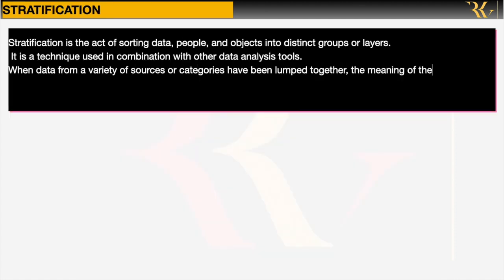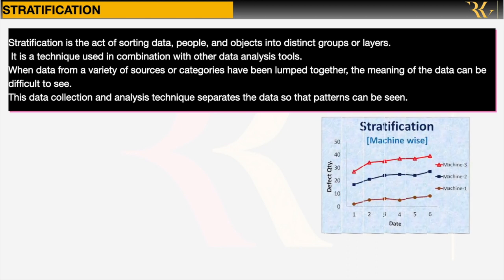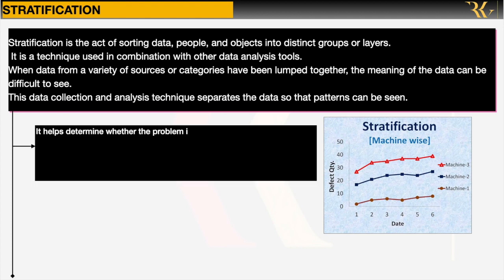Stratification. Stratification is the act of sorting data, people, and objects into distinct groups or layers. It is a technique used in combination with other data analysis tools. When data from a variety of sources or categories have been lumped together, the meaning of the data can be difficult to see. This data collection and analysis technique separates the data so that patterns can be seen.